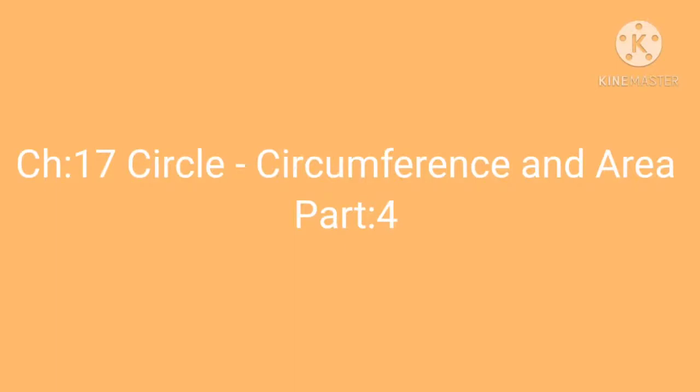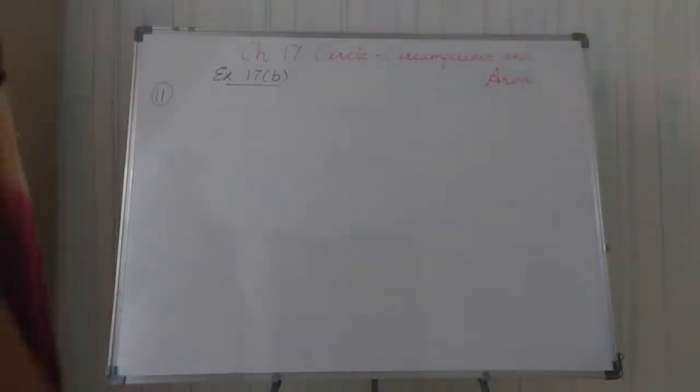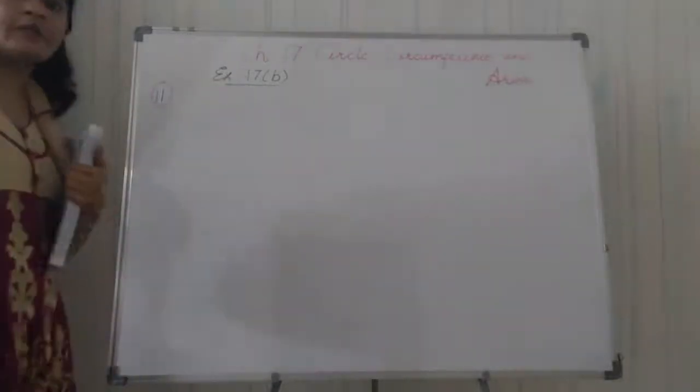Chapter number 17, Circle, Circumference and Area. This is part 4 in which I am explaining you some questions of exercise 17b. Students, to understand the question properly, you have to read the question thoroughly from your textbook, and then let us start question number 11 of exercise 17b.